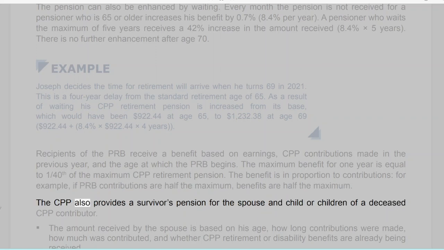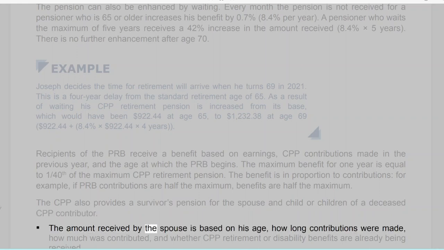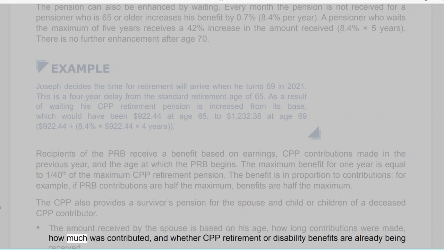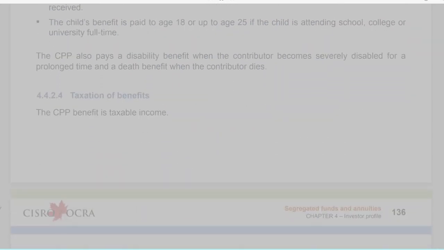The CPP also provides a survivor's pension for the spouse and child or children of a deceased CPP contributor. The amount received by the spouse is based on his age, how long contributions were made, how much was contributed, and whether CPP retirement or disability benefits are already being received. The child's benefit is paid to age 18 or up to age 25 if the child is attending school, college, or university full-time.